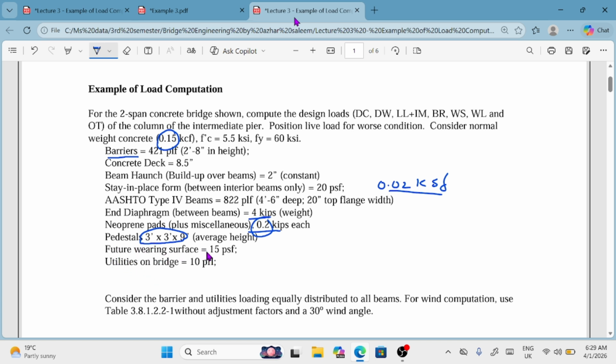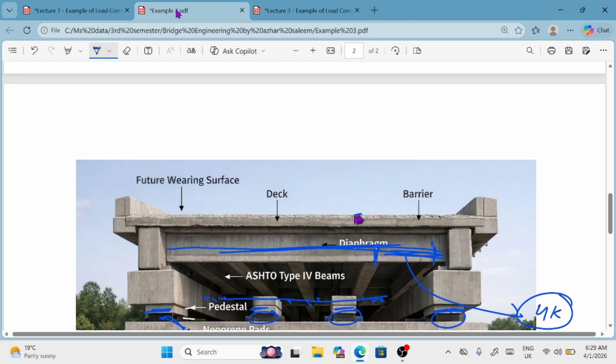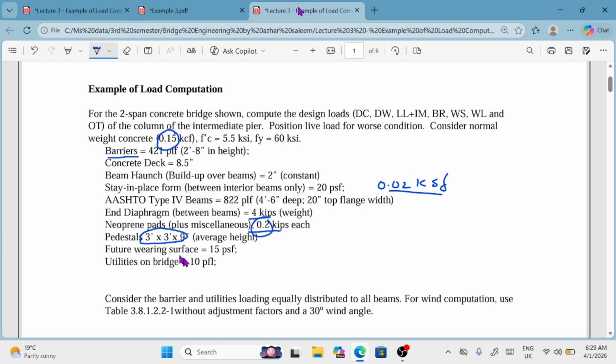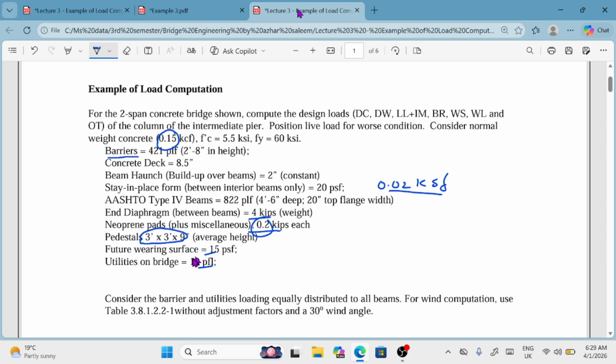And the future bearing surface, this is the future bearing surface. This is a surface which will wear out in the future, and it is given, its weight is 15 pounds per square foot. And utilities on the bridge, these pipelines, here is a pipeline in this bridge, this has a weight of 10 pounds per foot.